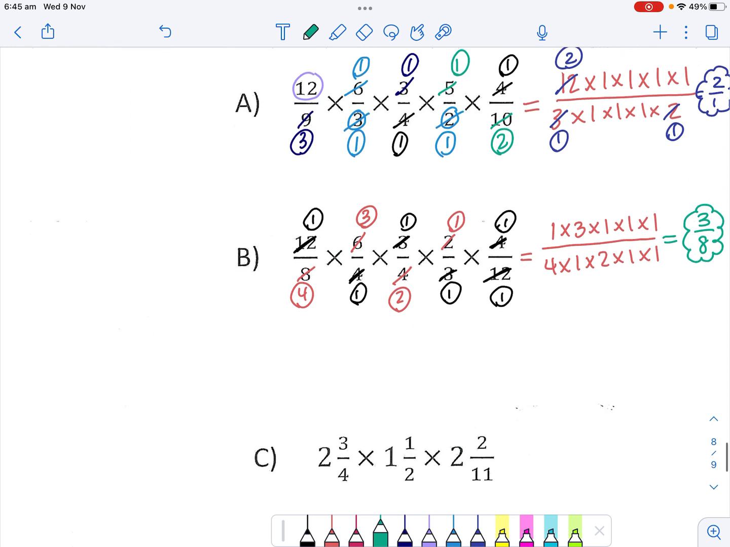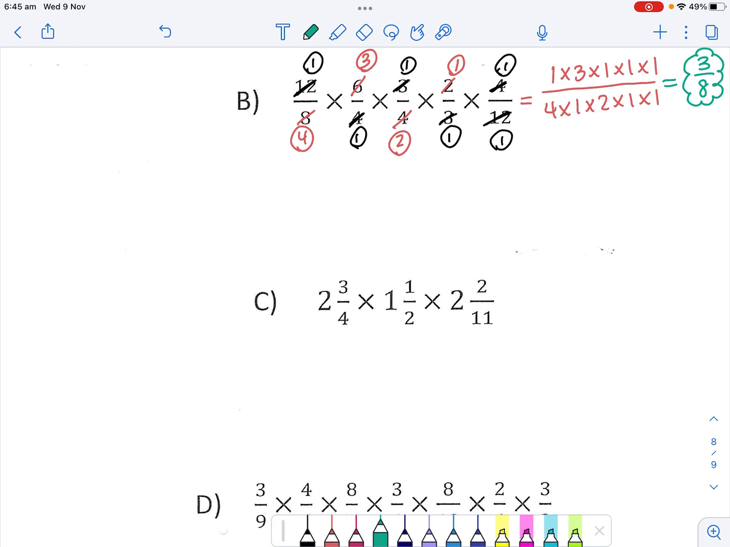In part C, I've got some mixed numbers. So 2 times 4 is 8, plus 3 is 11 over 4. I'm going to change it to an improper fraction. 1 times 2 is 2, plus 1 is 3 over 2. 2 times 11 is 22, plus 2 is 24 over 11. I can't do any canceling with mixed numbers until they are improper fractions. That's super important. You cannot do any cross canceling until they are improper fractions.